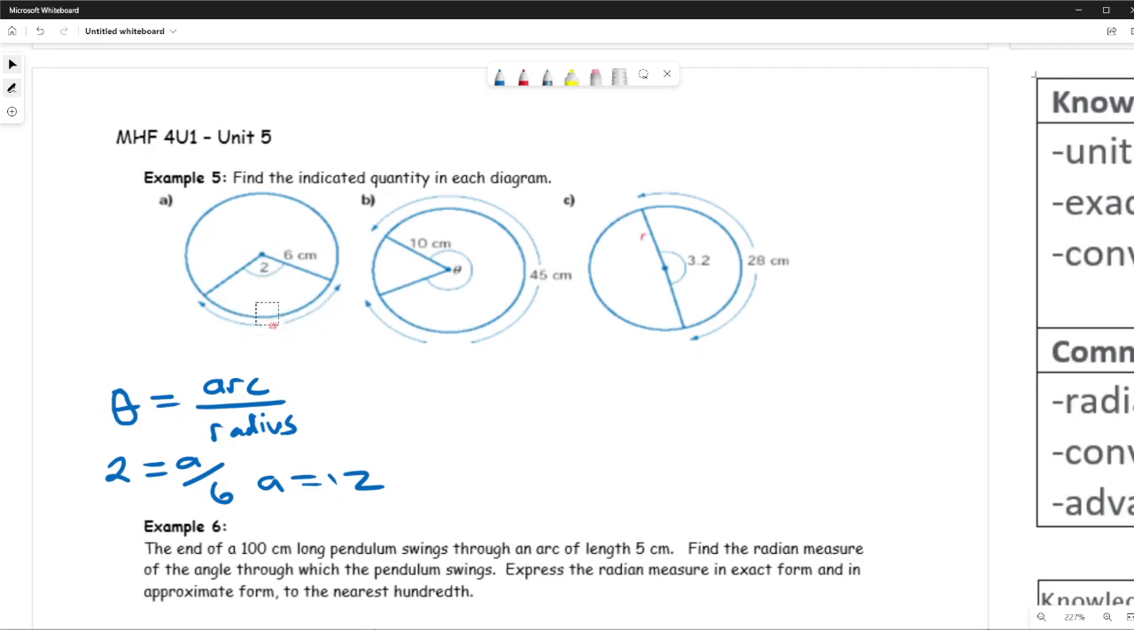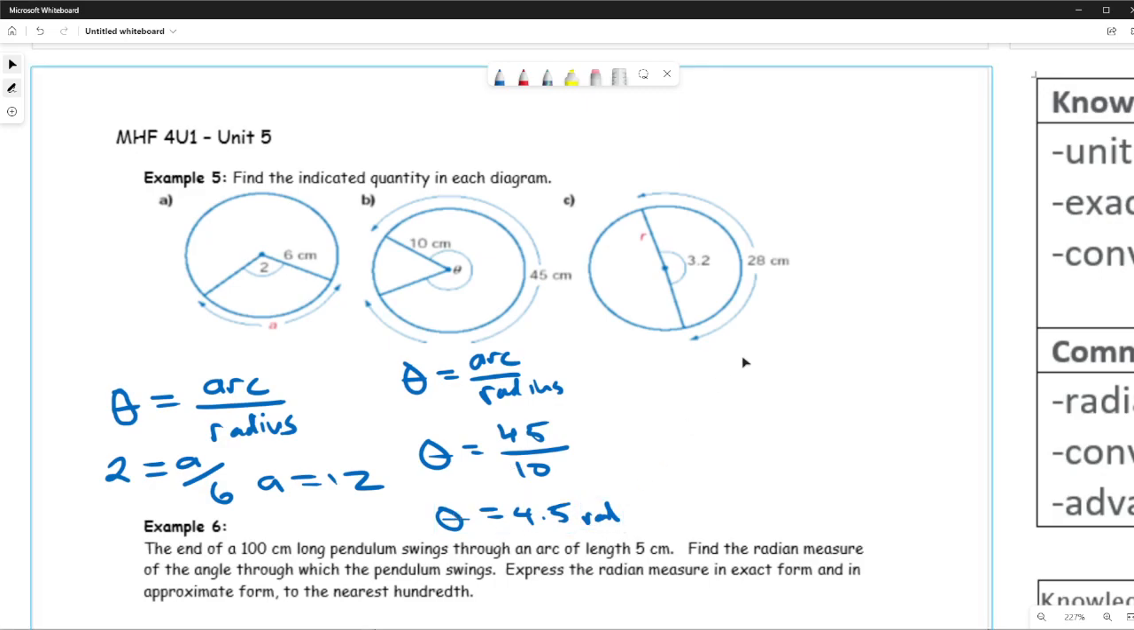So radians are very, very good at answering these kinds of questions where we're looking at the arc or the angle. Let's try another one. Here we'd use the same formula: theta equals arc over radius. This time we don't know theta, but we do know that the arc is 45 and the radius is 10. Thus, the angle is 4.5 rad. Now you don't have to write rad, but I'm going to write it just for our notes. Theta is 4.5 rad.